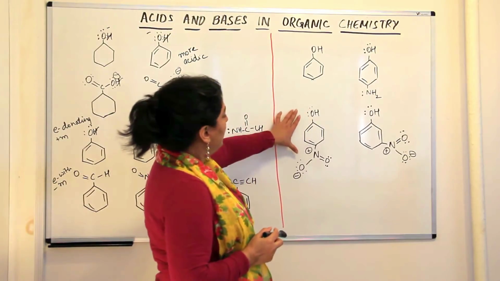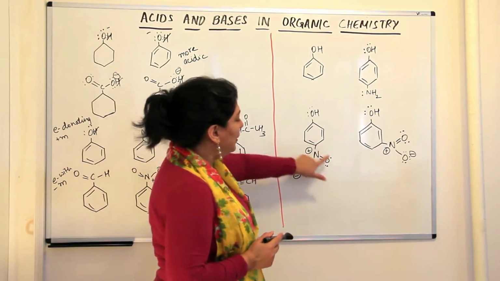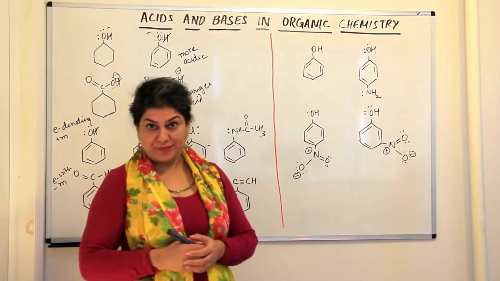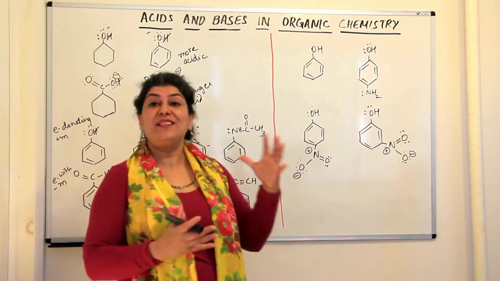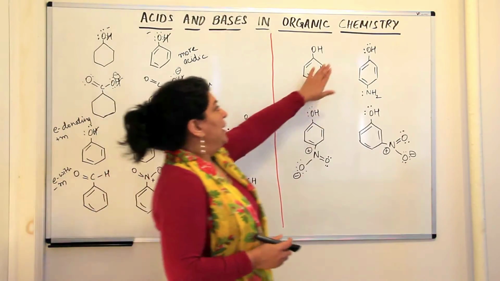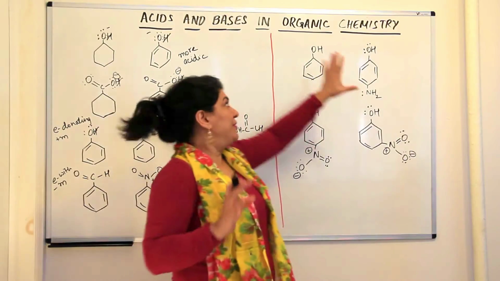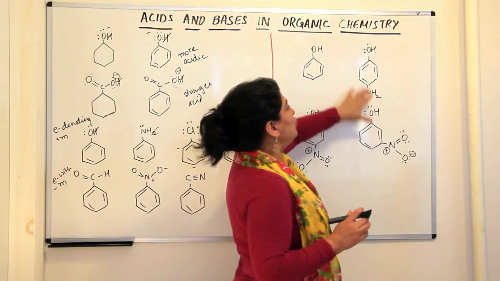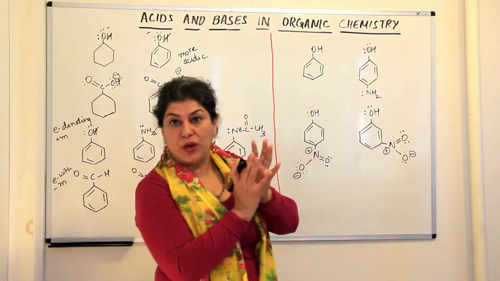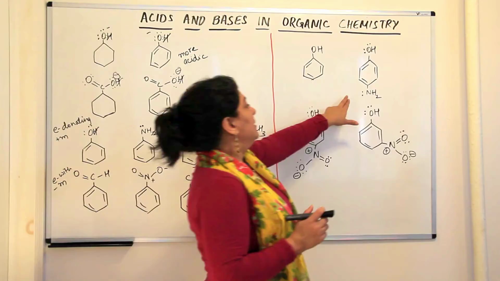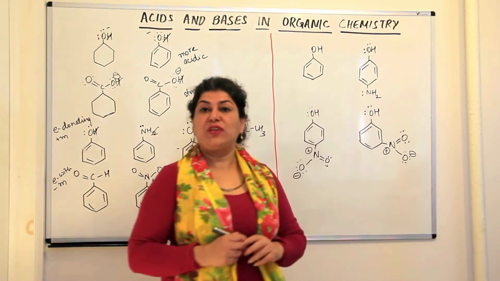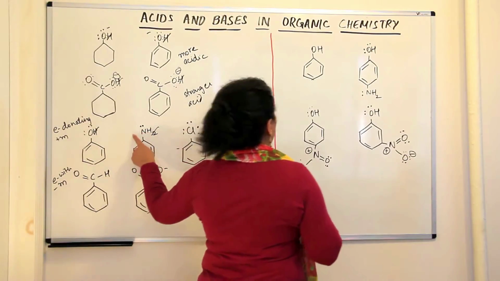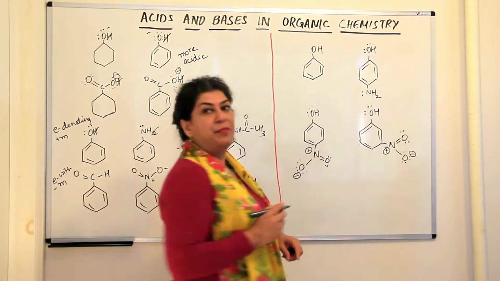Then we have one compound where we have phenol with NO2 in the para position, and in this compound we have NO2 in the meta position. Right? So let us understand how this affects the acidic character. Phenol, I said, is a decent acid. So let us see how the presence of NH2 affects the acidity of this molecule now. Phenol, whatever acidity it had, the NH2 has a lone pair of electrons on the nitrogen.